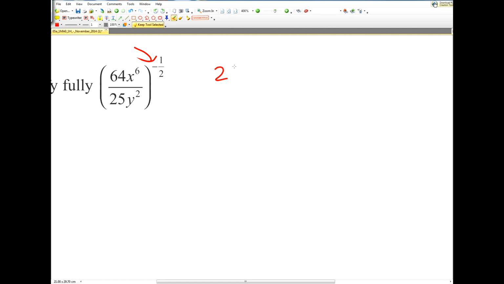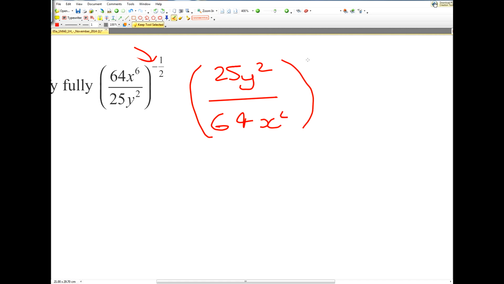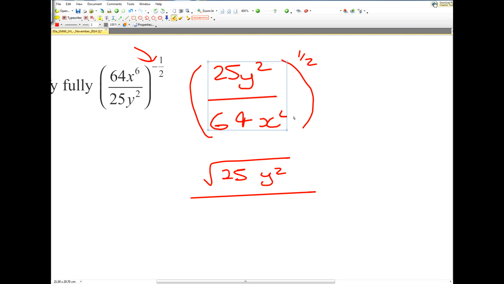So we now get 25y squared over 64 x to the power of 6. Now we are still left with the half. What does the half mean? Square root. So 25 square root and y squared square root over 64. I'm going to split the bottom one up because I can.